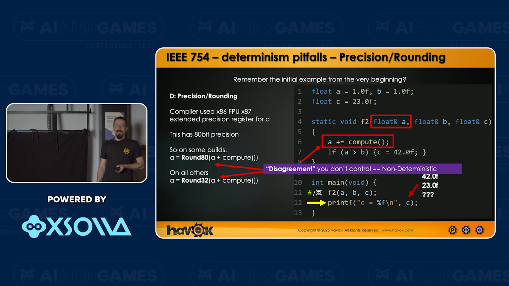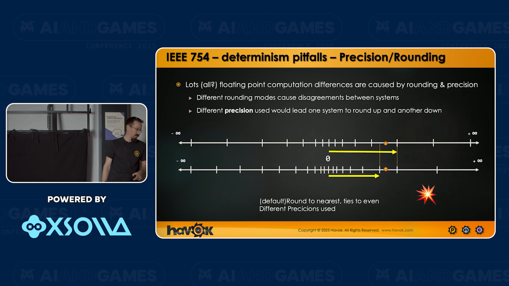So this is the disagreement you can't control. And the only way to know that this is happening is to take a look at the assembly code, and knowing that the FPU on x86 has this weirdness with the 80-bit precision. So yeah, it actually did something different. It's not the same. Your operations were different. So that's where the non-determinism came from.